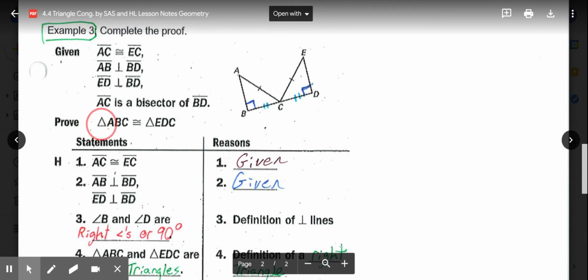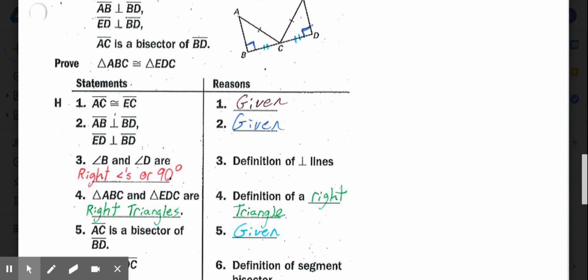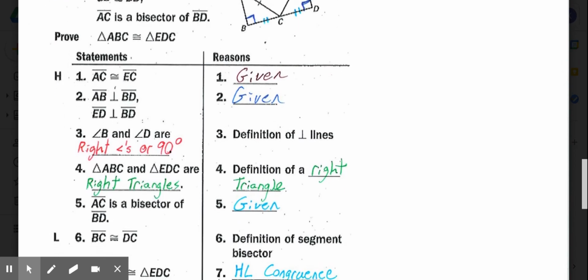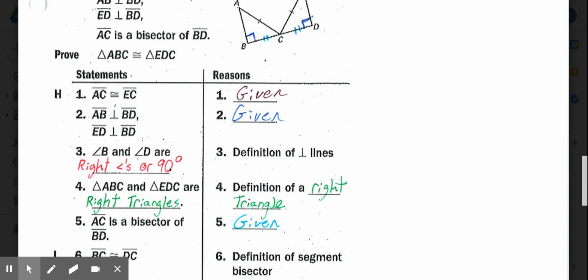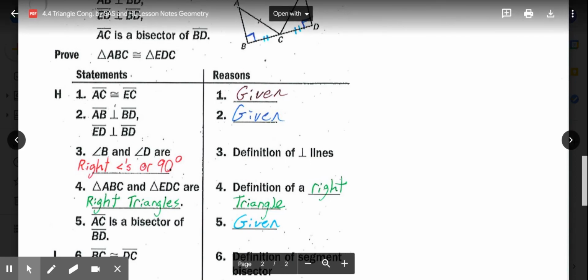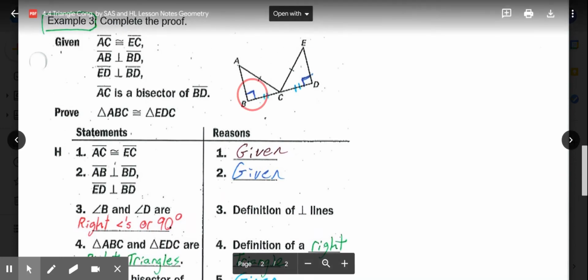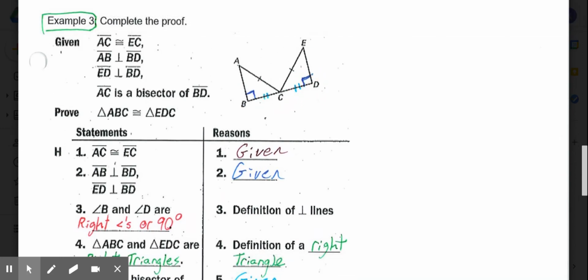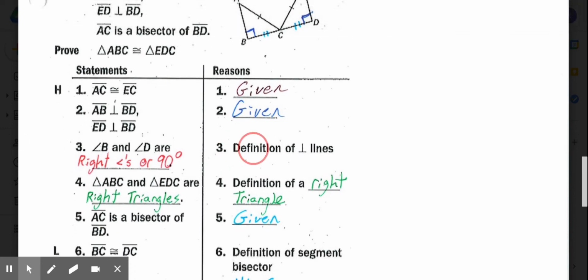I know my final step is to prove triangle ABC is congruent to triangle EDC. So let's look at the proof they laid out. They started with two statements that are both from the given. So our first two reasons are given. Then they told us B and D are blank from the definition of perpendicular lines. Well, like we noticed here, B and D are right angles. So angles B and D are right angles, or 90 degrees, from the definition of perpendicular lines.